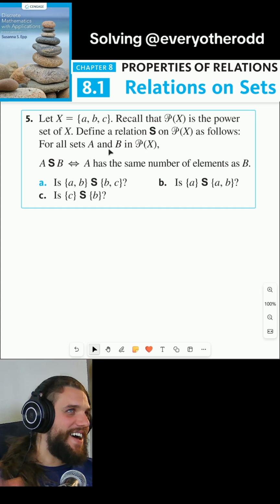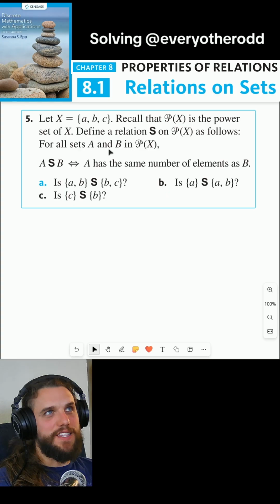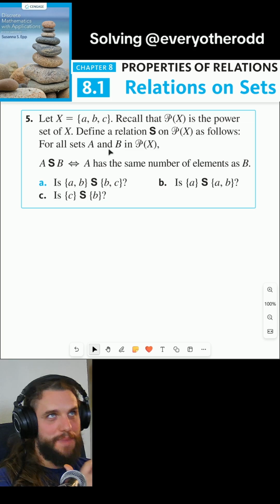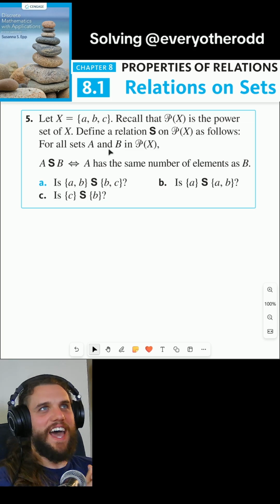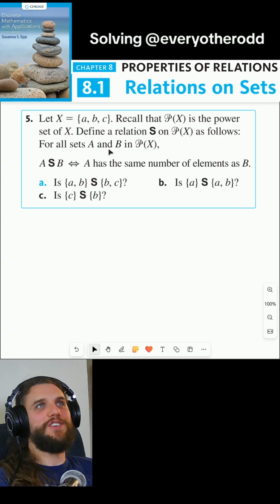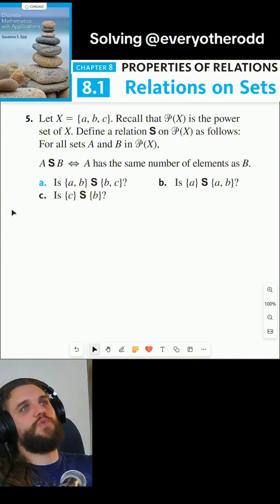Number 5. Let X equal the set containing a, b, and c. Recall that the power set of X is the power set of X. Okay. Define a relation S on the power set of X as follows. For all sets A and B in the power set of X, A is related to B.